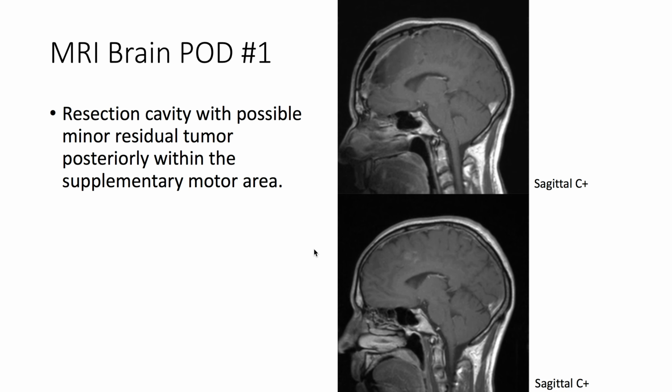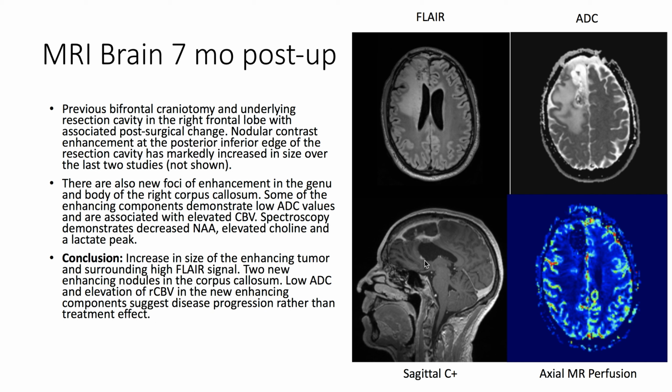The MRI of the brain 7 months post-op: we note previous bifrontal craniotomy and underlying resection cavity in the right frontal lobe, with associated post-surgical changes. However, there's a nodular contrast enhancement at the posterior inferior edge of the resection cavity, which has markedly increased in size over the last 2 studies, which are not shown. There's also new foci of enhancement in the genu and the body of the right corpus callosum.